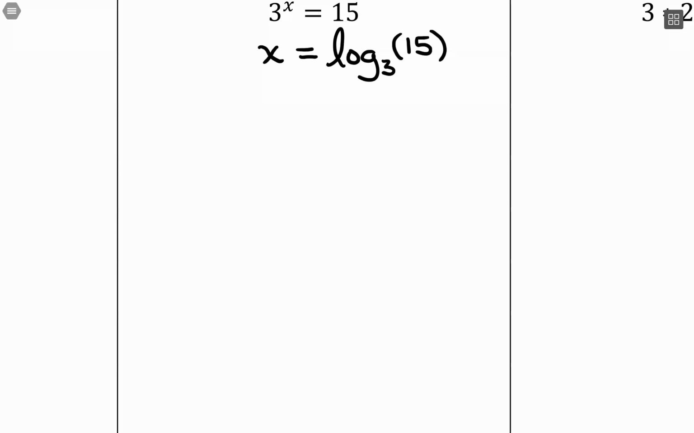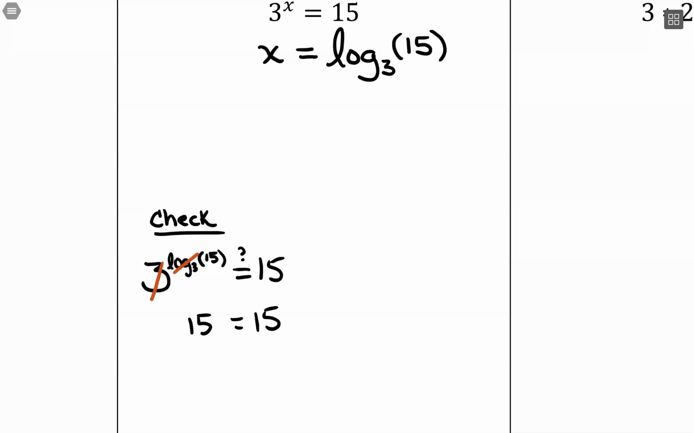What we could do, it's not too bad to do in this case, is checking our answer. If we wanted to check with this exact form, so 3 raised to the log base 3 of 15, we want to know, does that equal 15? Well, that uses that process where the base of the exponent matches up with the base of the logarithm. It's like those two pieces cancel each other out. So we would have 15 equals 15.